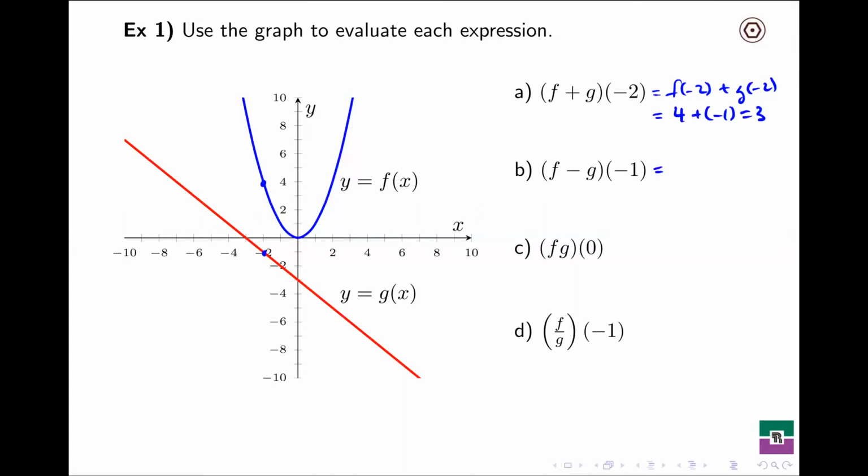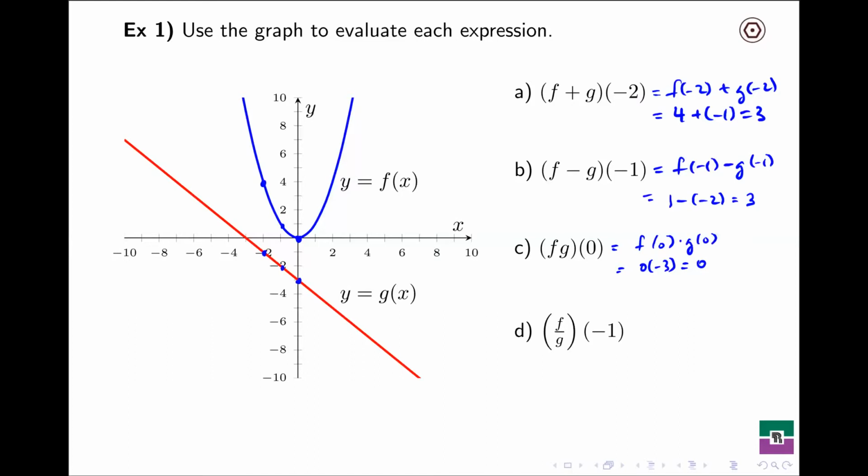Let's find the difference function f minus g evaluated at -1. That's going to be f of -1 minus g evaluated at -1. Getting those values from the graph, f of -1 is 1, and g of -1 is -2. So this is 1 minus -2, really 1 plus 2, which is 3. f times g evaluated at 0 is going to be f of 0 times g of 0. f of 0 is 0, and g of 0 is -3. So let's multiply those values. I get 0. It's a product.